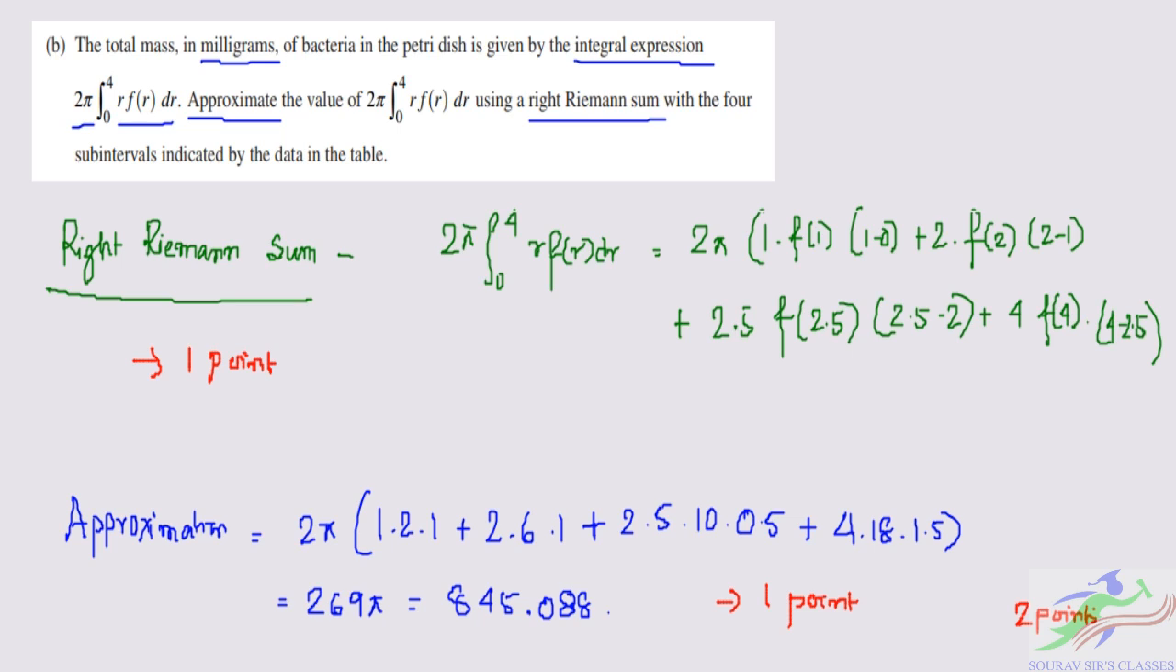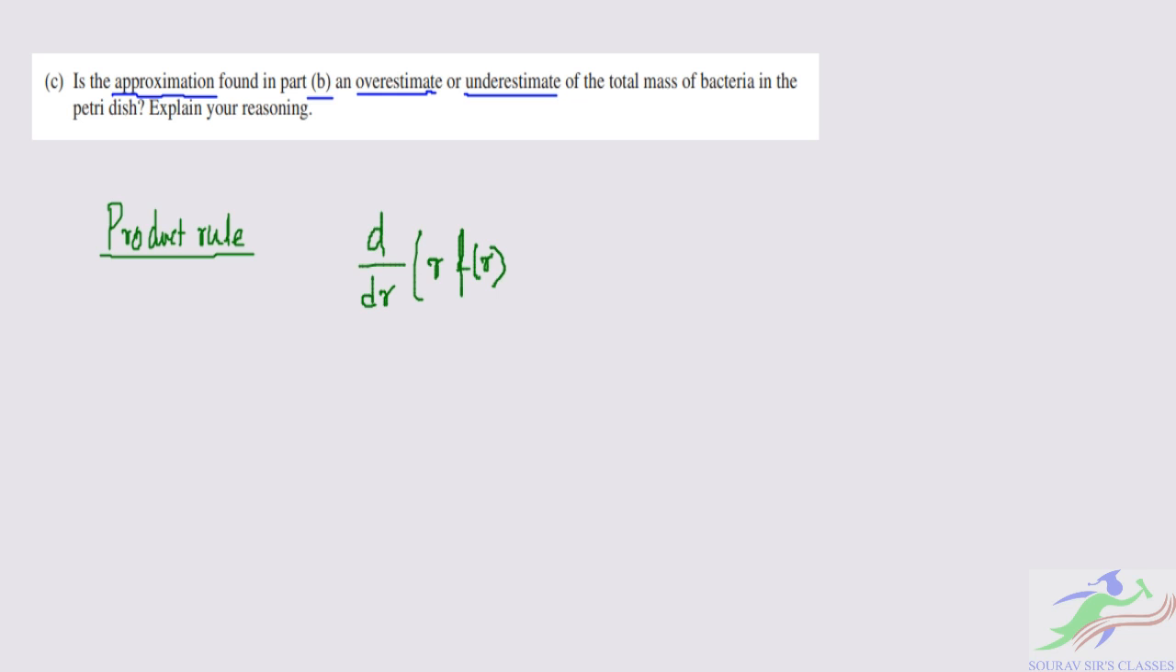Now let's check part C. It is asking, is the approximation found in part B, the approximation value we have found, an overestimate or underestimate of the total mass of bacteria in the petri dish? Explain your reasoning, right? For the first part, we have to find whether it is an overestimate or underestimate. For that, we know the product rule for the expression: the derivative of r times f of r can be written as f of r plus r f prime of r, right?